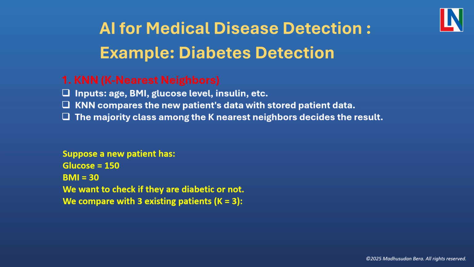Suppose a new patient has glucose level 150, BMI 30. We want to check if they are diabetic or not. We compare with 3 existing patients here, that is k equal to 3.